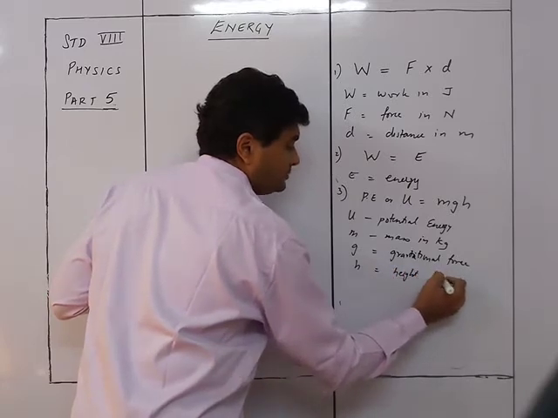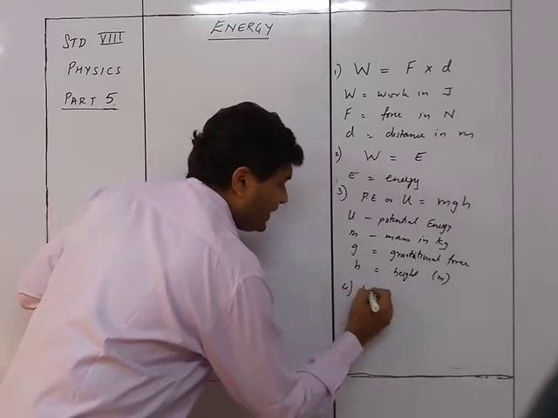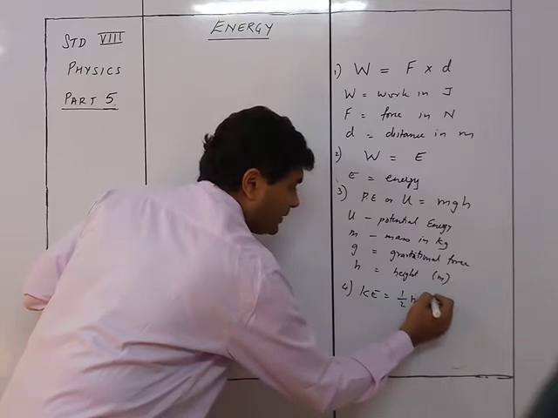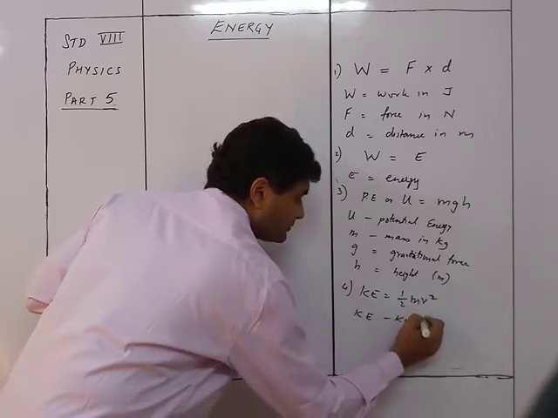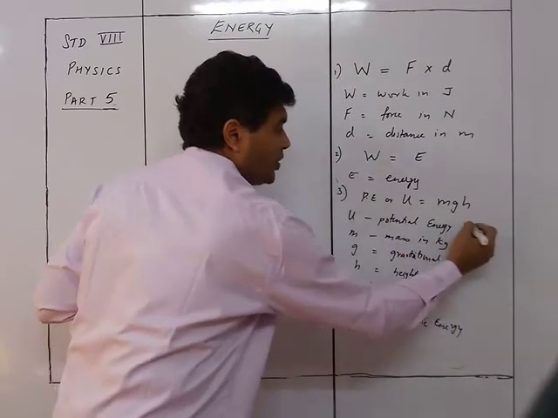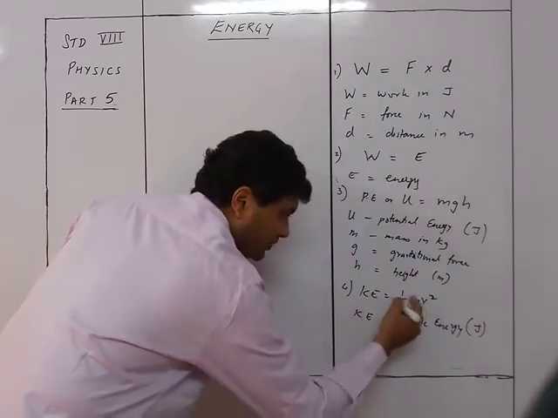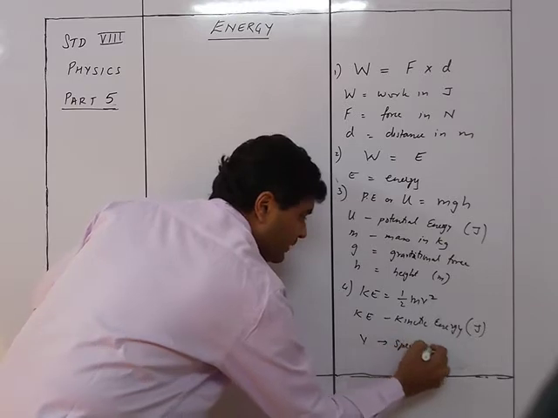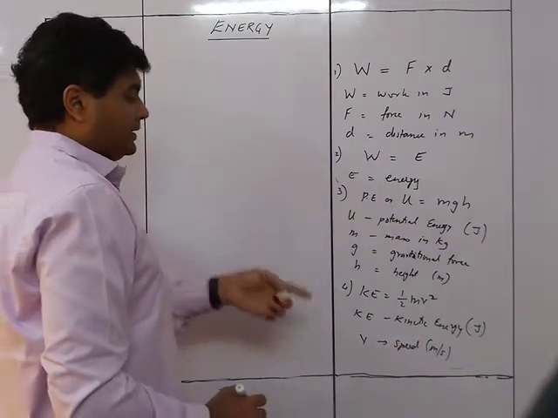The fourth one over here will be KE is equal to half mv square, where KE is the kinetic energy. Now kinetic energy is energy, so it will always be in joule. Here mass is the same, and v is the speed in meter per second. That is the fourth one.